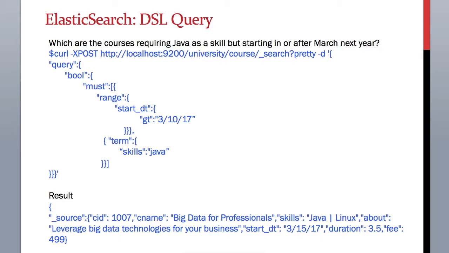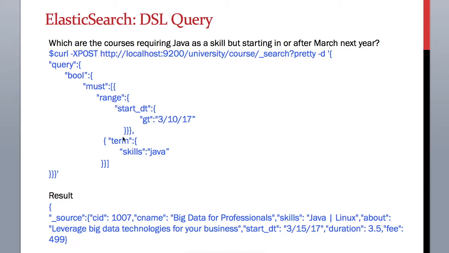To answer such a question, we will use DSL as follows. We will have a query. First, we will do a check on the term, okay? And we need the field skills to have a value called Java, all right? Then we also want it to have a check on the start date for the course. And that date should be greater than, say, the 10th of March next year, all right? And it's a range type query because we are checking the date range, all right?